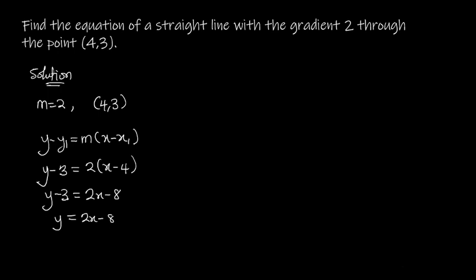Then I send the -3 to the other side, it becomes plus 3. So my y is equal to 2x minus 8 plus 3 will give me -5. So this is -5. And this becomes my equation of that particular straight line.